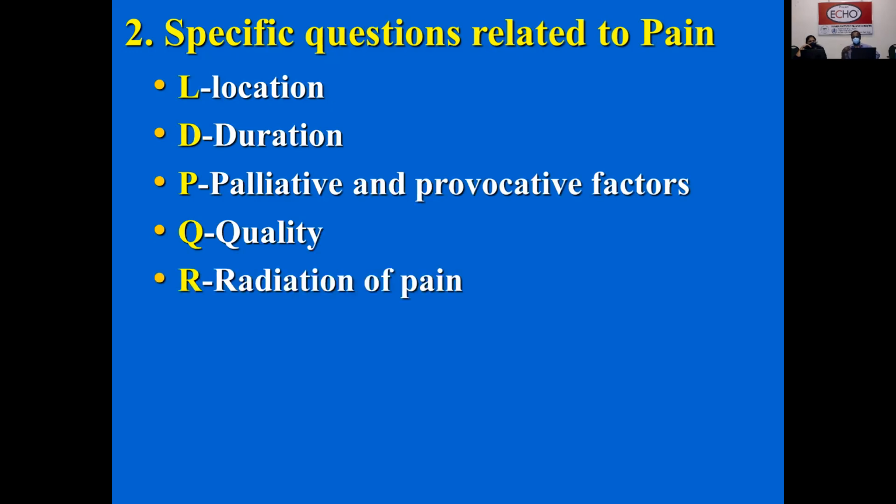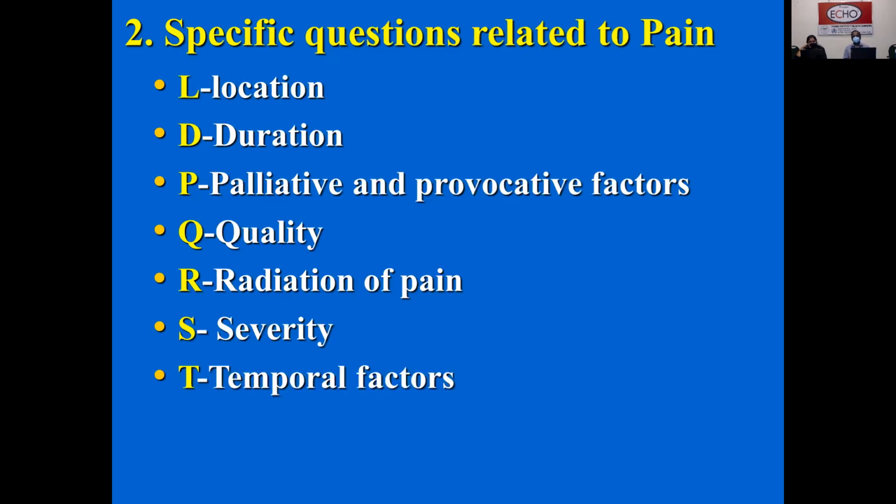Then R is whether the pain is radiating to somewhere else. Then S is the severity of the pain, for which all of you have come up with many scales. And T is the temporal factors. Temporal factors are time-related factors. Is your pain more at night? When you take tablets, how long does it subside? All those factors can be fit into temporal factors. So LD, PQ, RST. This is one mnemonic, and there are many others.